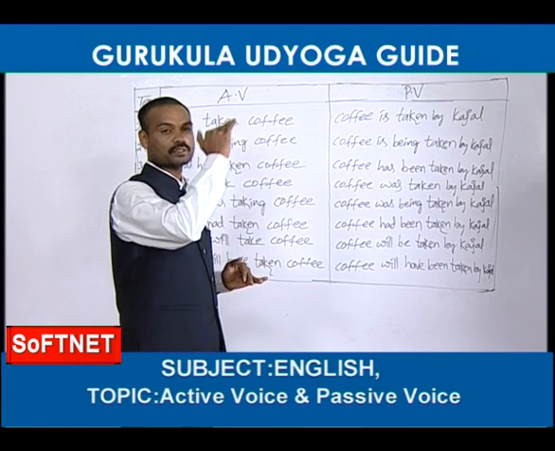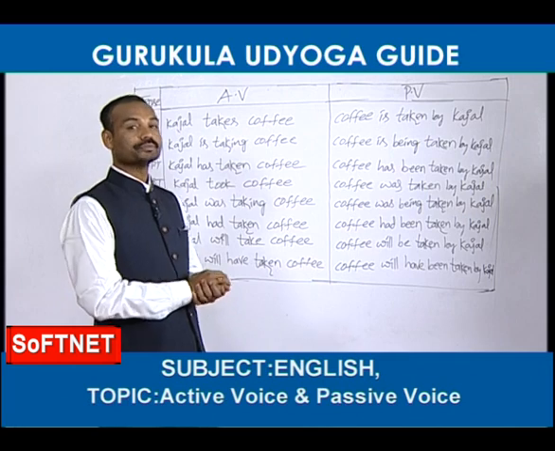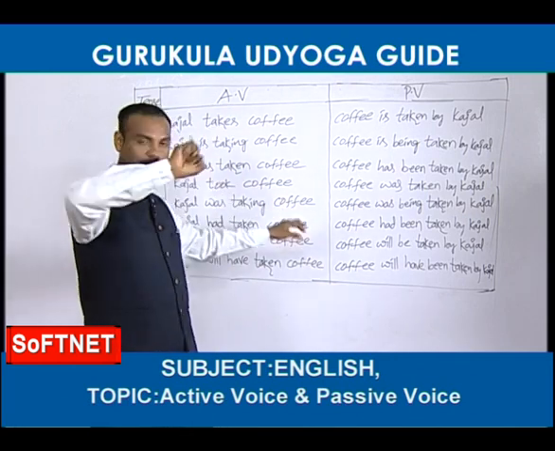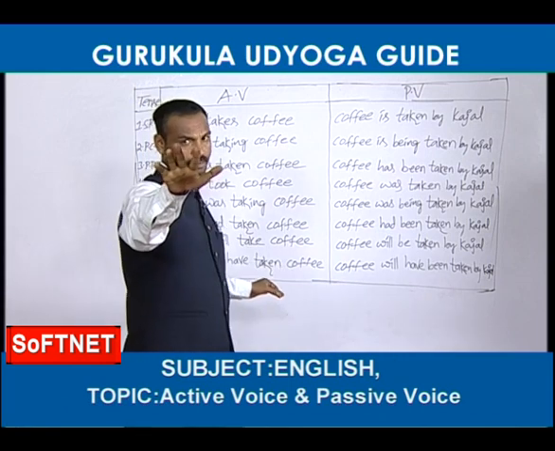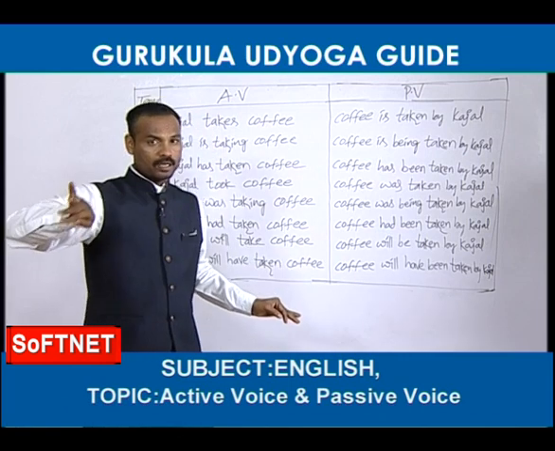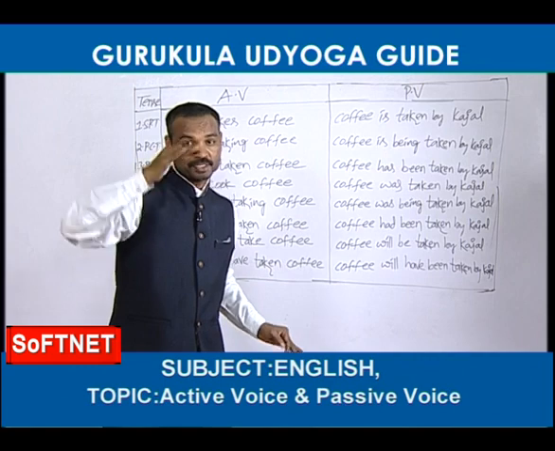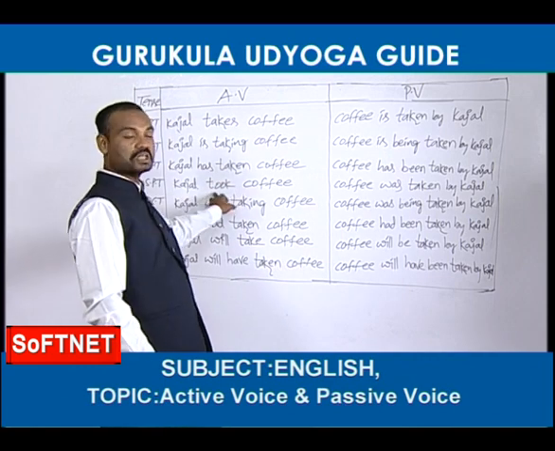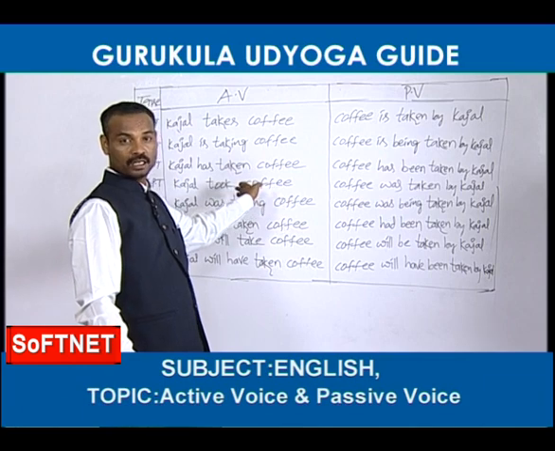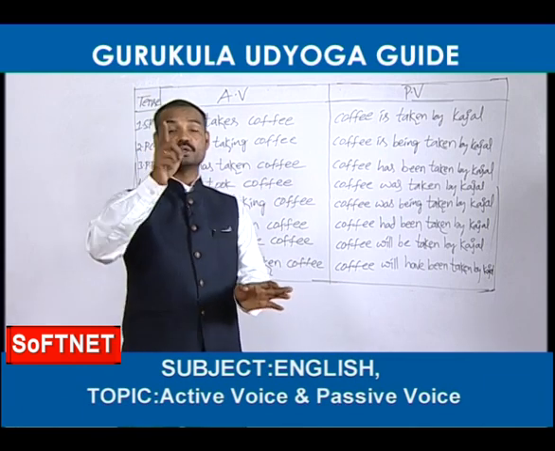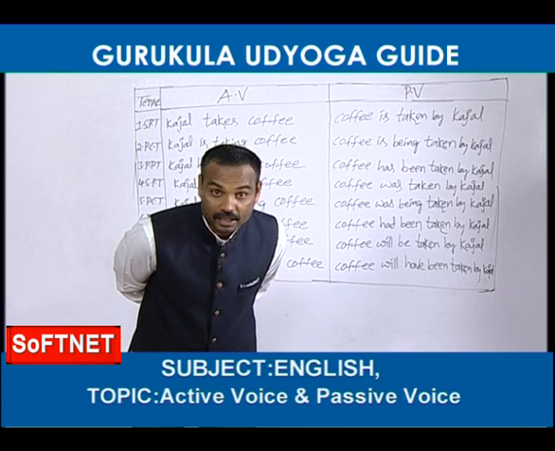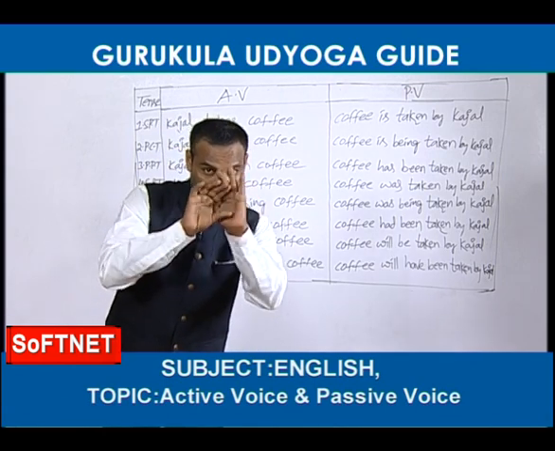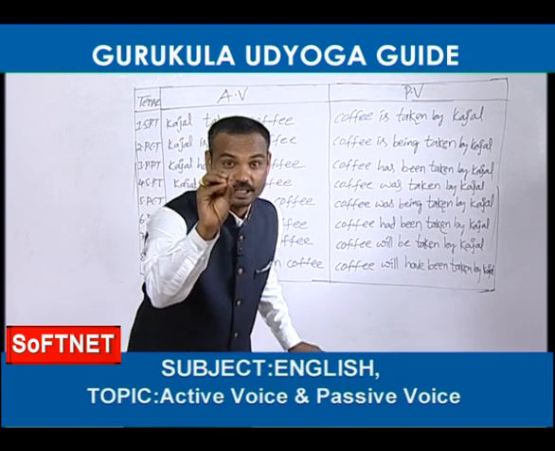Now we are going to change this into passive voice. Passive voice should always start with the object. Coffee is the object. What next? Helping verb or be form. What I told you, friends, sometimes helping verbs are given in the active voice. There is no helping verb in this given active voice. So whenever they don't give the helping verb, I have told you one technique, no? Whenever they don't give the helping verb in the given active voice, you should go to the verb.